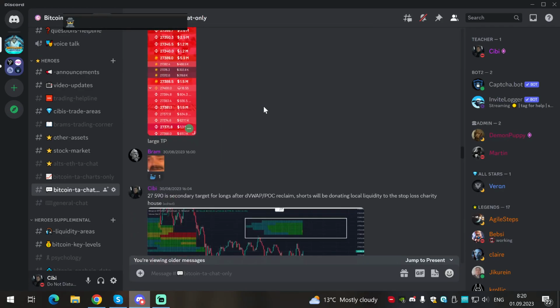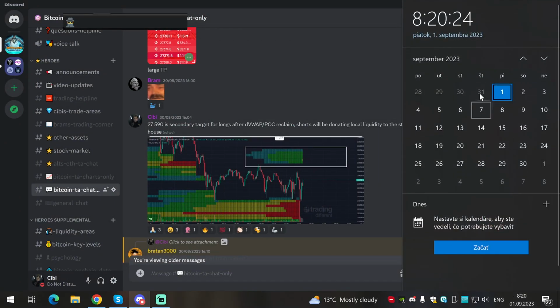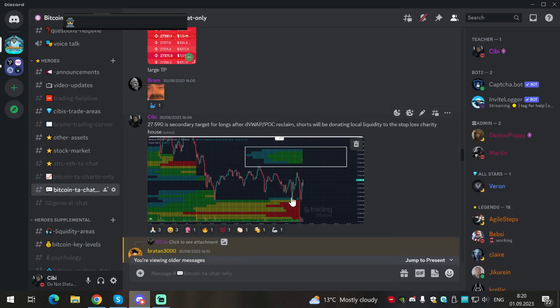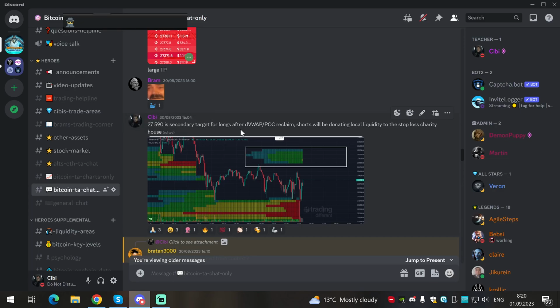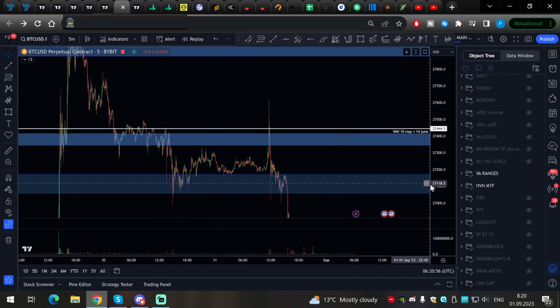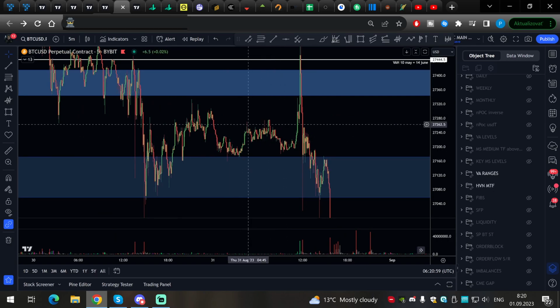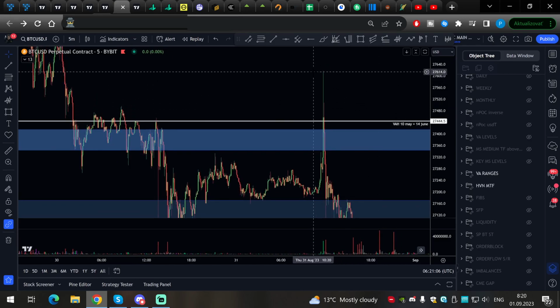Let's go further down. I want to show you a very good post. A bit later, this was Wednesday the 30th. The market was somewhere here. We continued moving down after the liquidity, but this was still the main target for me. I said 27,500 is the secondary target for longs after a daily view up and point of control reclaim. Shorts will be donating local liquidity. If we go to the 5-minute time frame, the market was over here. I said what's going to be my secondary target for the longs, and you see where we wicked.